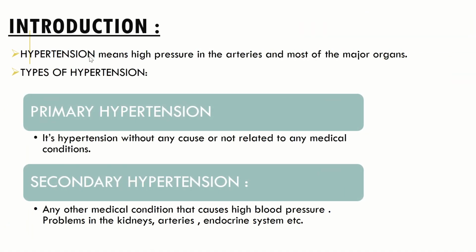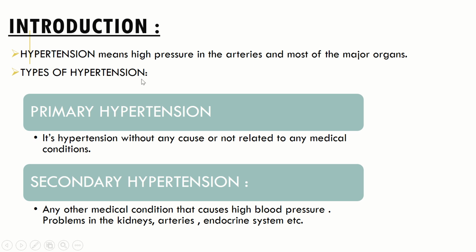Introduction. Hypertension means high pressure in the arteries and most of the major organs. There is an increase in pressure mostly in the arteries that carry oxygenated blood, and in most of the major organs, in the sense of the kidneys, the eyes, and the peripheral arteries which carry blood to the legs and the arms. So there is increased pressure in these parts.